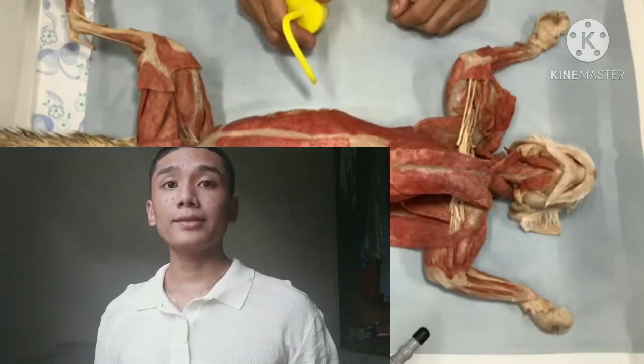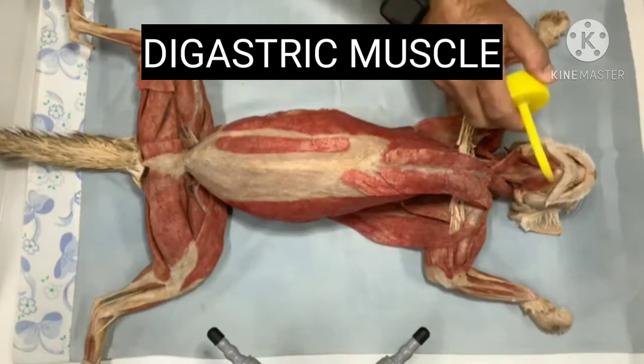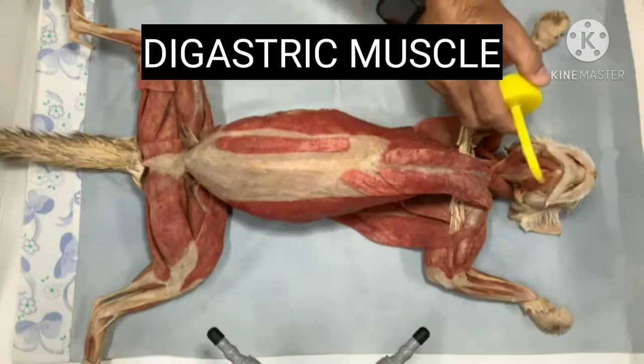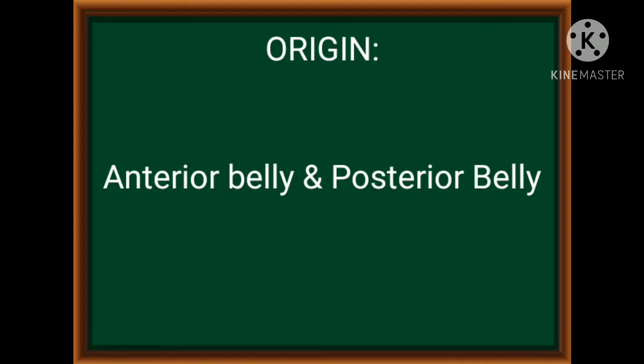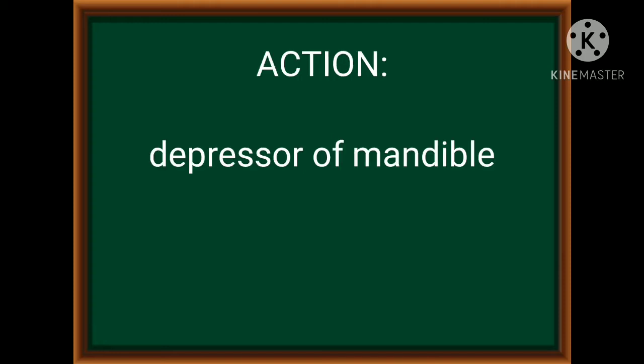Now let's begin with the digastric muscle. This is the digastric muscle, and now let's go to the OIA. Anterior belly and posterior belly. Mandible. Depressor of mandible.